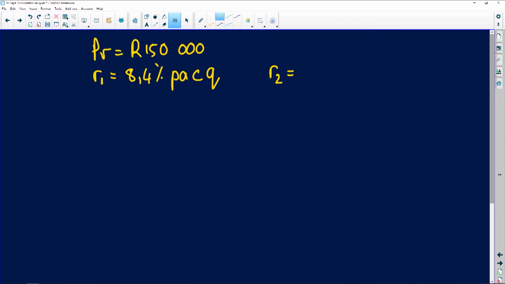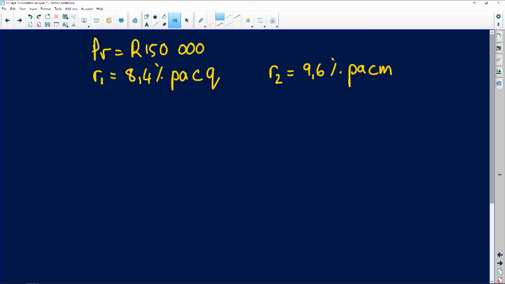Okay, then they say, and the other account pays a rate of 9.6. So the second rate is 9.6% per annum compounded monthly. So we have to fiddle with both of these because they're nominal rates. Then they ask us, how much money should he invest in each account so that he will collect the same amount from each account at the end of 12 years? Okay, so this is going to run for 12 years.